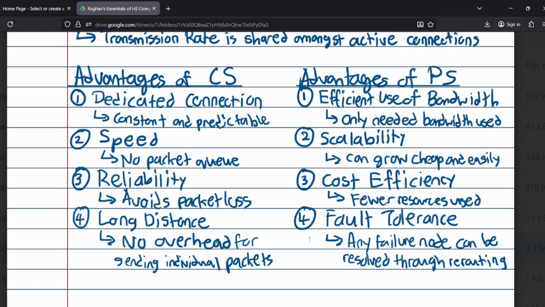Advantages of CS, circuit switching: Dedicated connection, so it's constant and predictable. Speed, because it's really fast. No packet queue, no one's going to wait for the whole lot. Reliability, it avoids packet loss. And long distance, no overhead for sending individual packets.